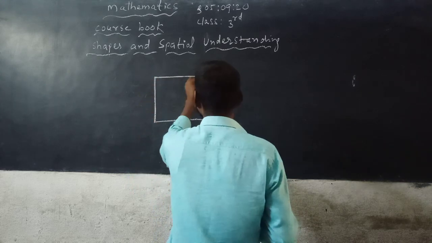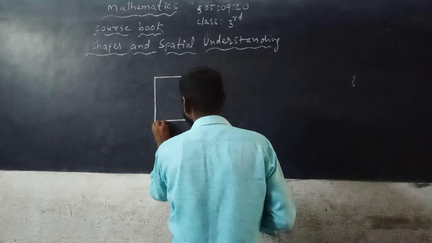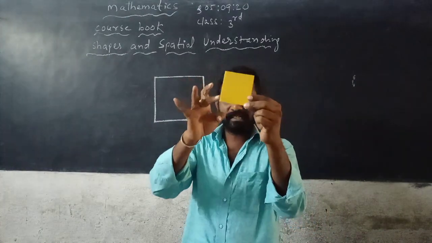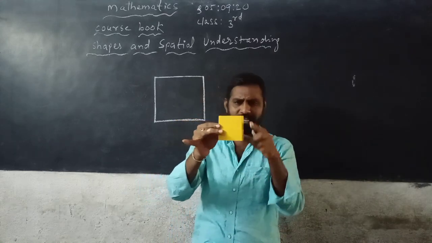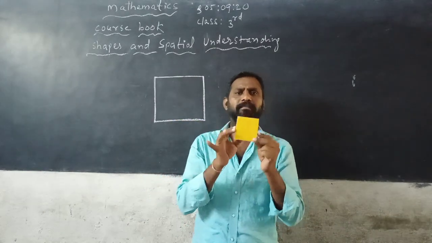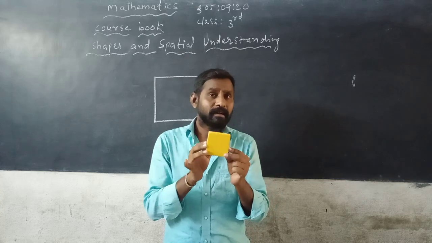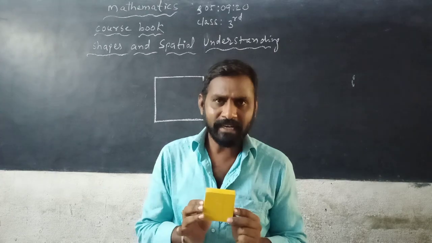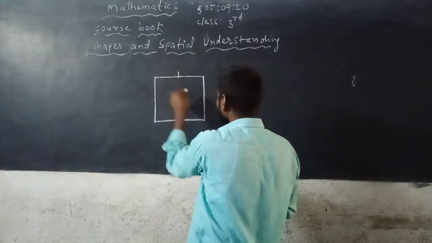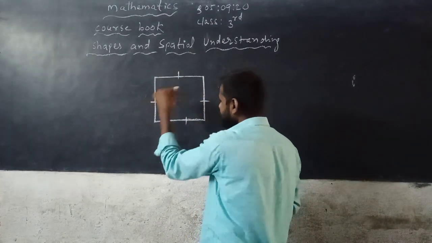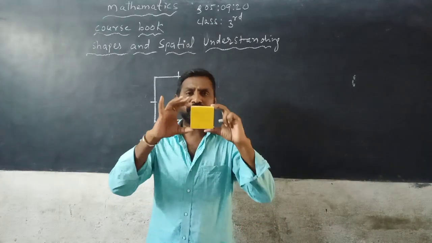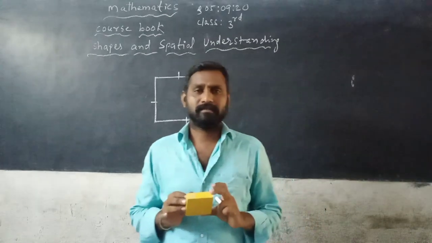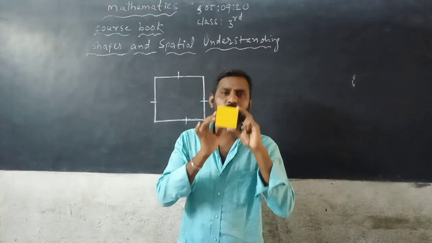In a square, all sides are equal. This is side 1, side 2, side 3, side 4. In a square all sides are equal in length. A closed figure having all sides equal is called a square.